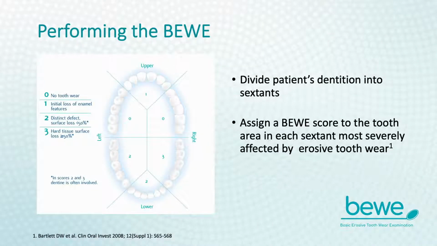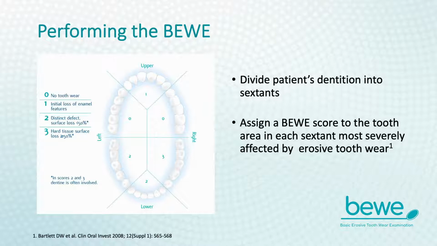The BEWE divides the patient's dentition into sextants, and you score the most severely affected tooth surface within that sextant. The most severely worn tooth surface in each sextant is given a score from 0 to 3, 0 being no wear, 1 early wear, often with minimal surface effects. 2 is the loss of tissue affecting less than 50% of the surface, and 3 greater than 50%. For both grades 2 and 3, dentine is commonly exposed.